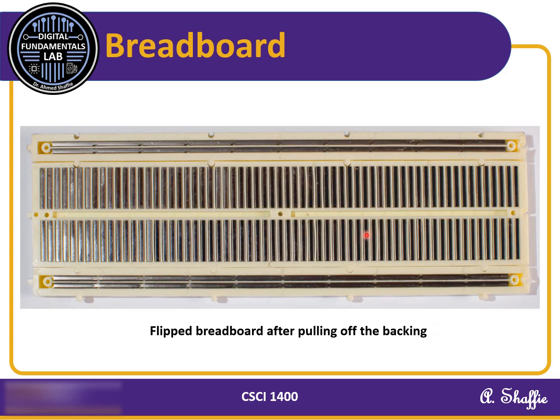Here we have a view of a flipped breadboard with the backing removed so you can see the internal structure. As you can see, the breadboard is composed of metal strips that run underneath the holes. These strips connect the components you insert into the holes, allowing the electrical signal to flow between them. The rows are connected horizontally to supply power across the board, while the component lines on each side are vertically connected for placing components.